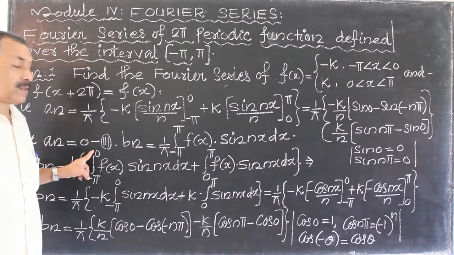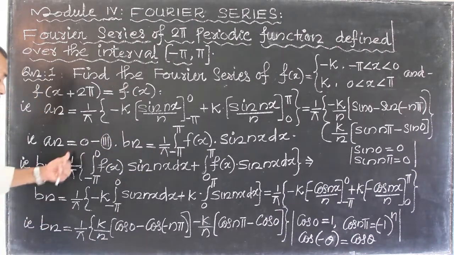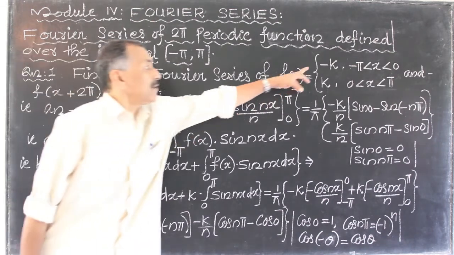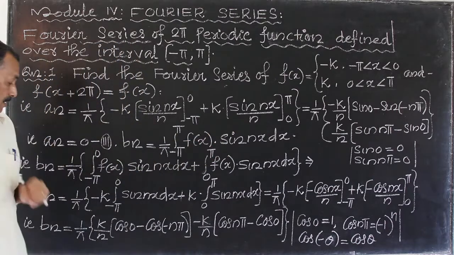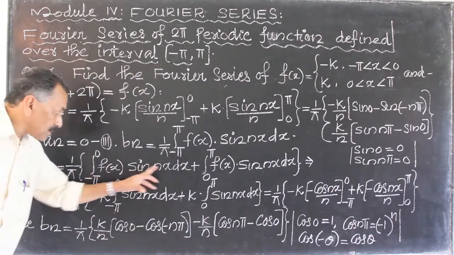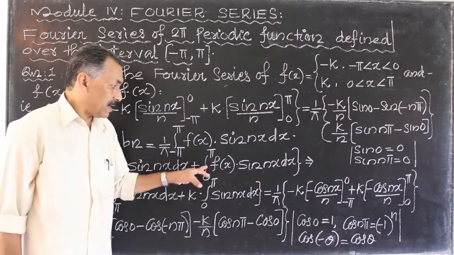We split the interval minus pi to pi into two. That is, Bn is equal to 1 by pi. In this interval, what is the value of fx? Fx is equal to minus k. So minus k into integral minus pi to 0 sin nx dx plus integral 0 to pi.